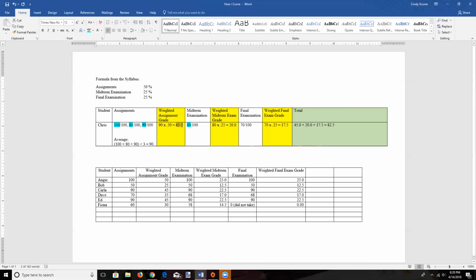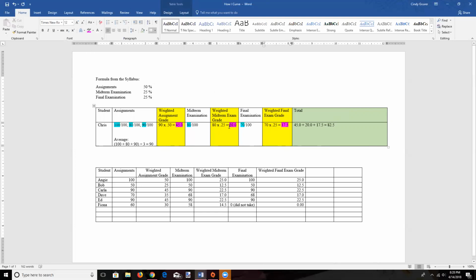So we have a 45 here. Let me just put this in pink. And we have a 20, which is in pink. Chris didn't do quite as well on the final. He or she got a 70, because we don't know what the gender is of Chris. And so now we're going to take that and multiply by 25%, and that gives us 17.5.